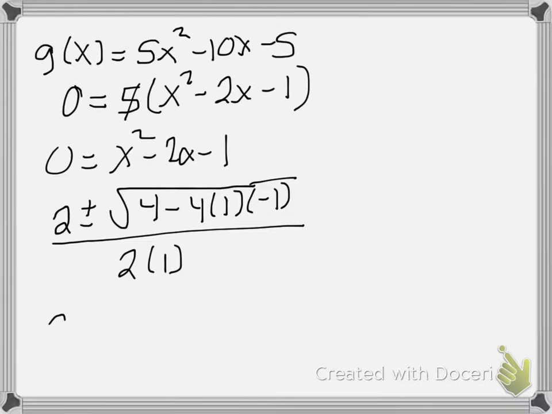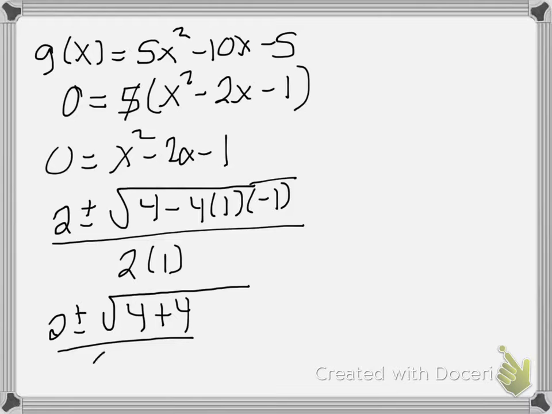So I have 2 plus or minus the square root of 4. Now negative 4 times 1 times negative 1, that's positive 4, so it's plus 4. Some of you tried to tell me it was 0. Like, no guys, there's a negative there. All over 2. So I just carried over 2 plus or minus the square root of 8 all over 2.